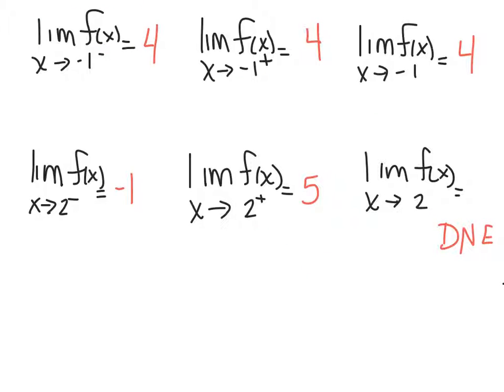And here are the solutions for those limits. The limit of f of x as you approach -1 from the left is 4. As you approach from the right is 4. So the limit of f of x as x approaches -1 is 4. If we're looking at the limit as x is approaching 2, the limit coming from the left is -1. The limit coming from the right is +5. So the limit of the function as x goes to 2 does not exist. There is a jump discontinuity there.